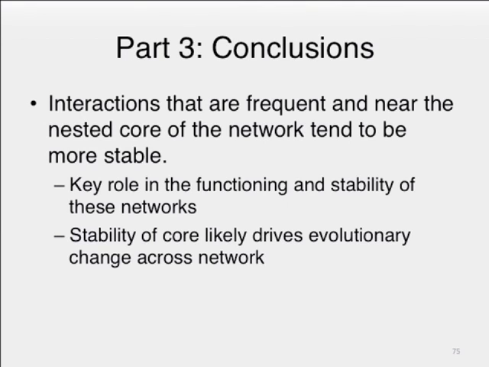So, take-homes from this part of the talk: interactions that are frequent and close to the network core tend to be more stable. This suggests that these interactions have a key role in the functioning and stability of these networks. It also suggests that the stability of this core likely drives a lot of evolutionary change in these systems. Often when we think about coevolution, we think about very specialized interactions, but that might be the exception rather than the rule, because we have this tight ecological coupling among generalists and specialist species that likely just hang on for the ride.